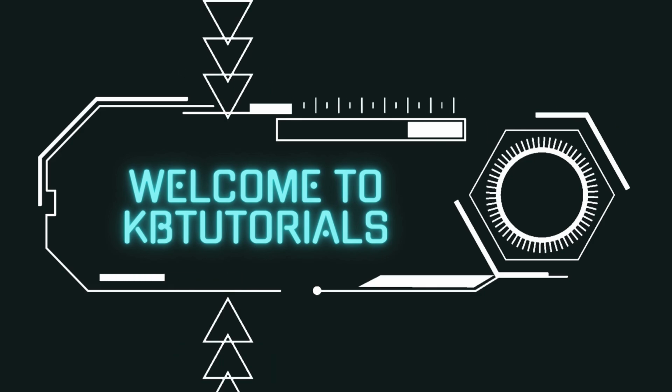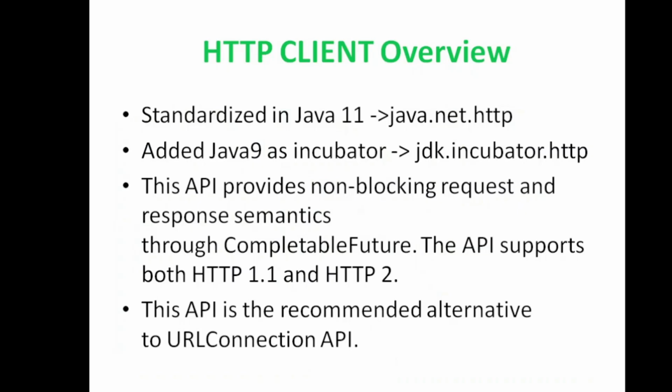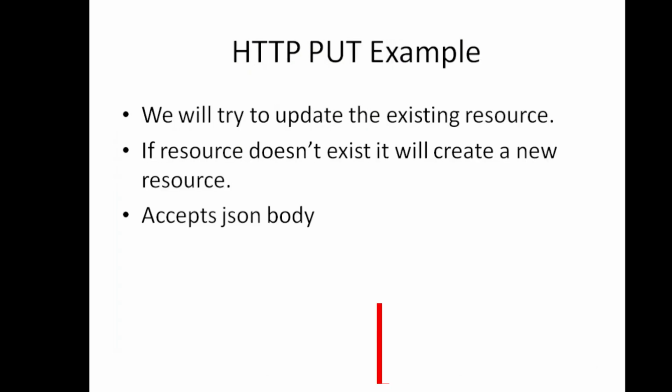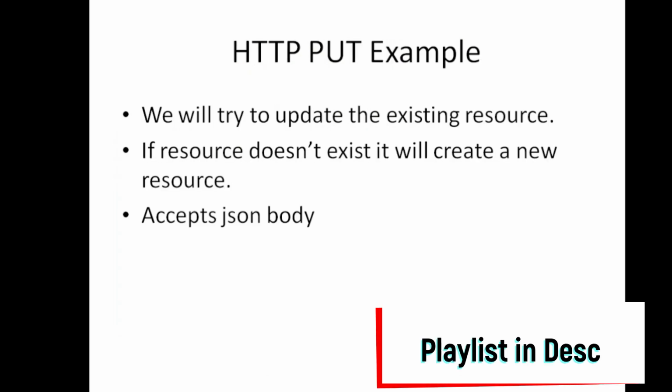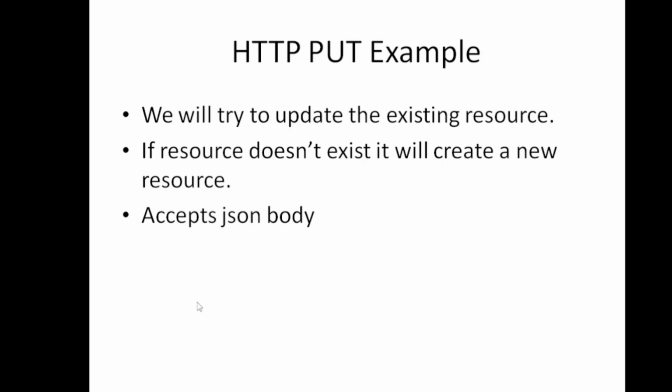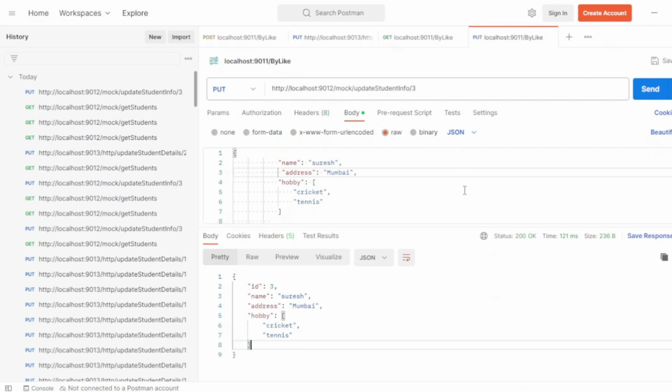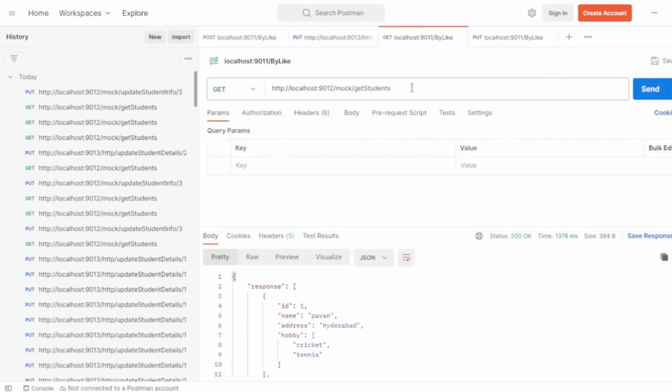So we are talking about HTTP client, how HTTP client been added in Java 11 and other features. In our playlist we have learned about HTTP client get example, post example. Now we are going to see the put example. We are going to send the JSON body as part of the put example, and then we will learn about how we can consume that and other details. Complete implementation we'll learn. Okay, so let's see the endpoint here.